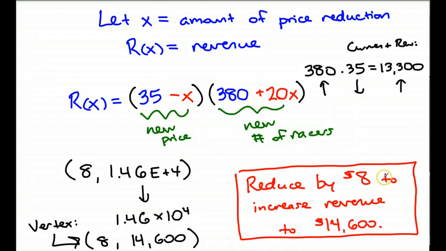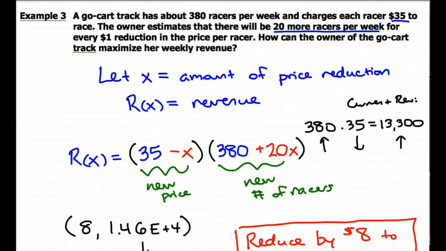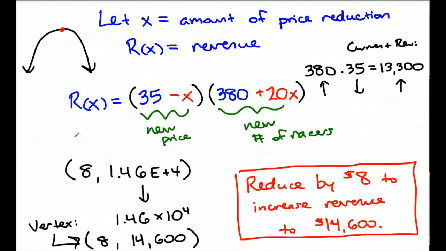Okay. So again, you want to go ahead and sketch that graph just so you can see how you found this when you refer back to your notes. Here was your graph. And we found the vertex right there because we're looking for the maximum, and this is what we got for the vertex, the point 8 comma 14,600.